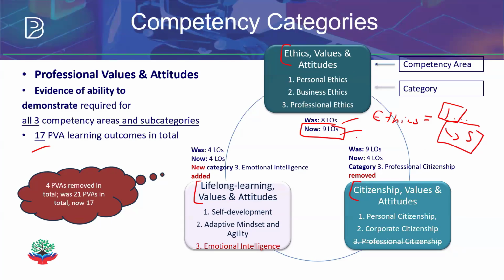As for citizenship, we previously had 9. We've now got 4. And the bottom category was removed. Professional citizenship doesn't exist anymore. Then we've got lifelong learning. There used to be four, there's still four, but there was a new category added. Remember I said to you, emotional intelligence. This was relational acumen. It is being added to PVAs under lifelong learning. Now, this hasn't been implemented on EAT, like I said to you earlier. Previously, under the old 95, we had 21 PVAs. It was reduced down to 17.